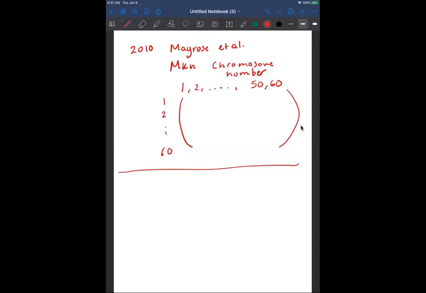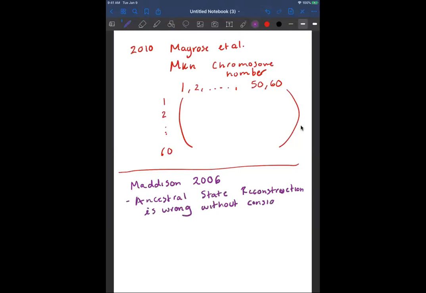And this is also a very, very important paper by Wayne Maddison in 2006, which told us that ancestral state reconstruction is wrong without considering diversification. And this was a radical change in ideas, a radical shift.